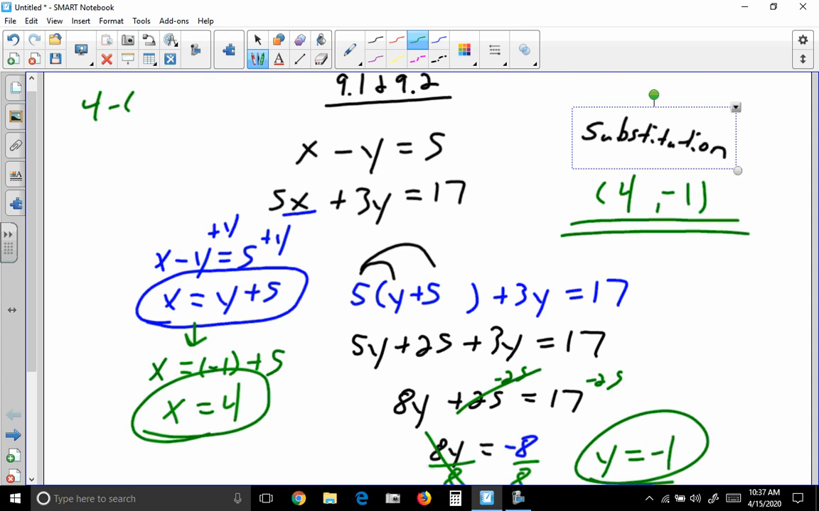4 minus a negative 1 is 5. If we do 5 times 4, we get 20. If we do 3 times negative 1, we get minus 3. That equals 17. So yes, that ordered pair works for both equations, so it is indeed a solution. So that's substitution. That's an example of that.